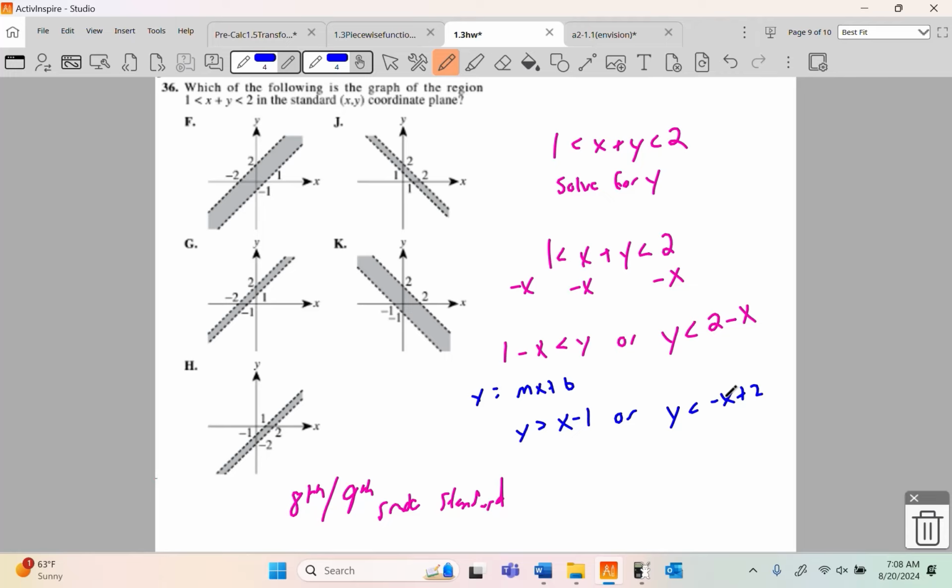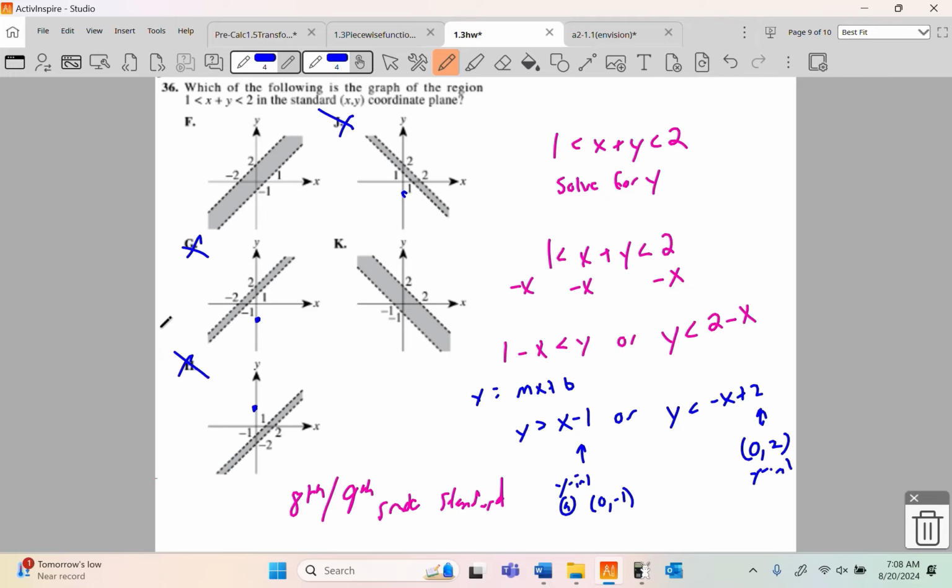Now, everything is dashed, so we just need to find these equations. This one has a y-intercept at 0, negative 1, and this one has a y-intercept at 0, 2. Those are my y-intercepts. I'm looking for 0, negative 1. I don't have it. Is this one missing 0, 2? So just understanding a y-intercept made this 50-50.